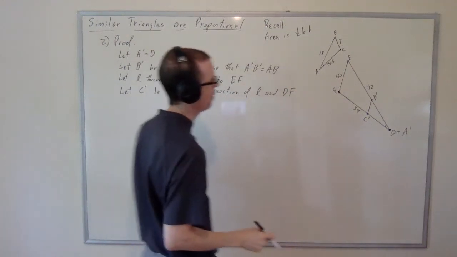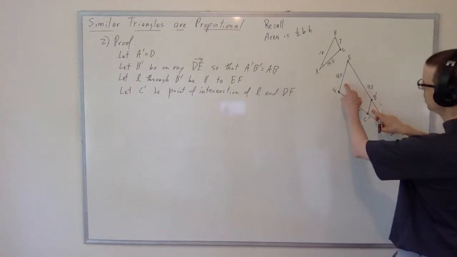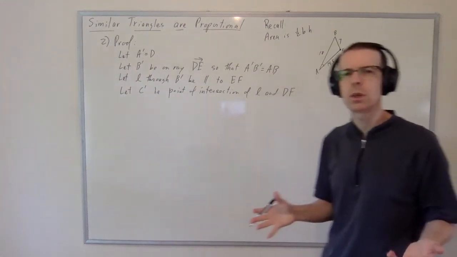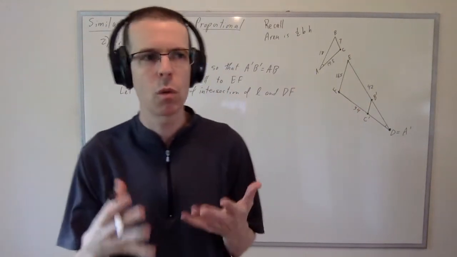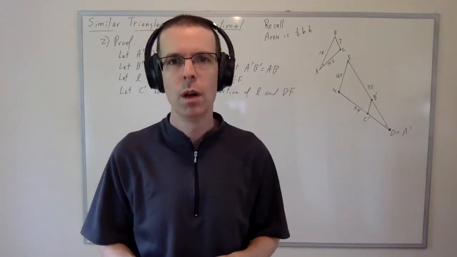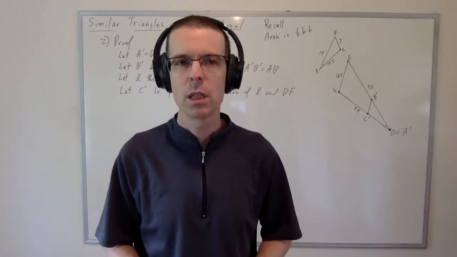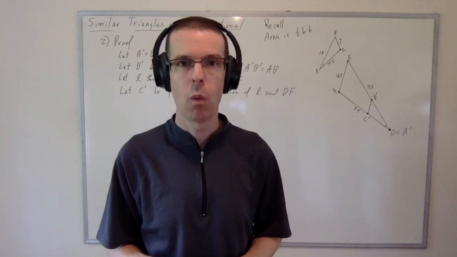So now we have C prime, and now by construction, we're guaranteed that these two lines are parallel. Why do I want to be so very careful to make sure that those two lines are parallel? It's because I want the angles to work out well.